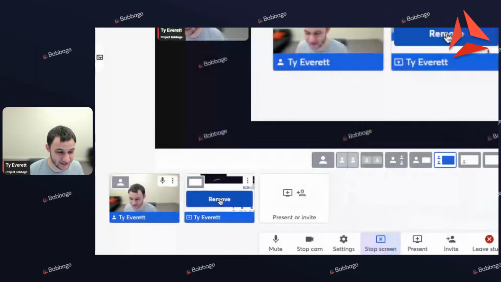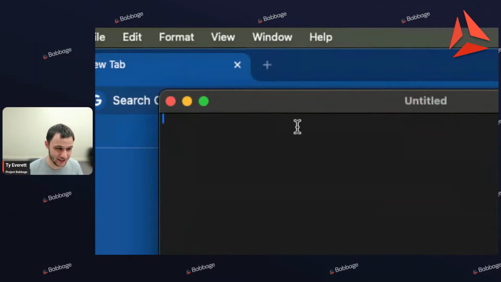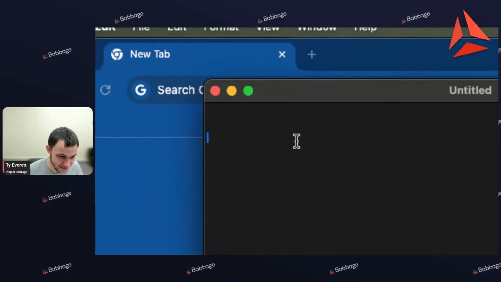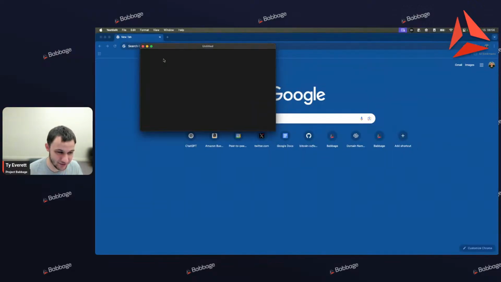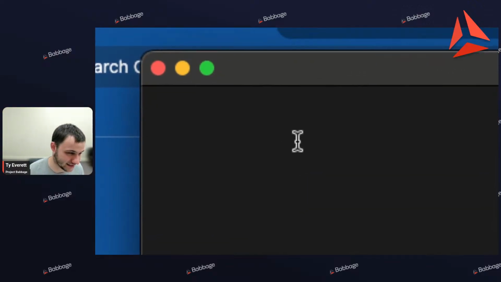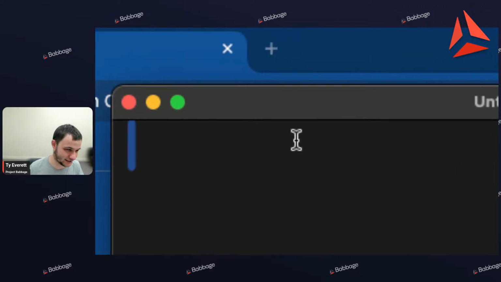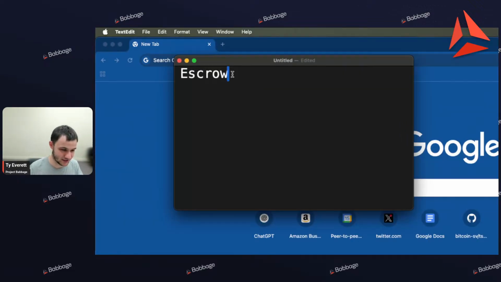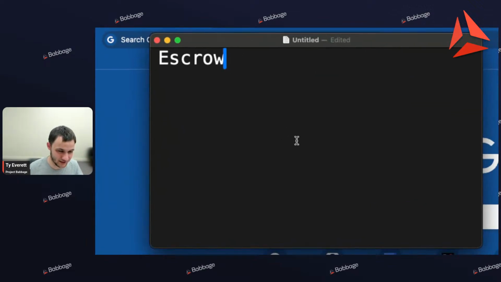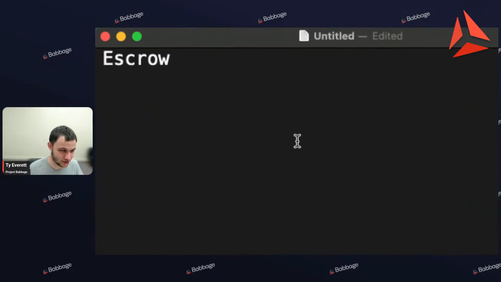What I want to do to get started here is, okay, yep, that's visible. I'm going to go to TextEdit of all applications, and I want to just write down the things that are relevant to an escrow, because we can sketch out some fun things from this foundation.